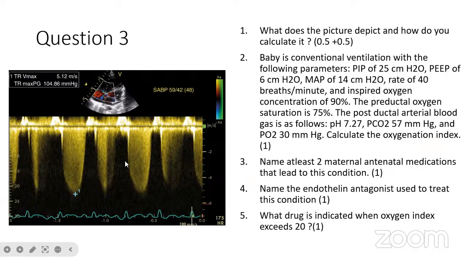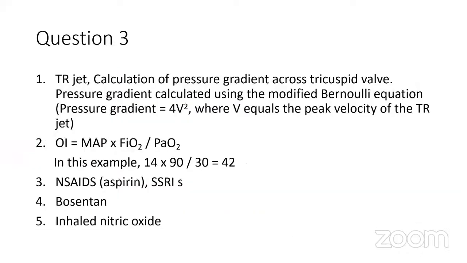So now how do we calculate it? We all know that there is something called Bernoulli's equation, which depicts that pressure in a chamber is equal to 4V squared plus the pressure in the lower pressure chamber. So here, since the tricuspid regurgitation jet is flowing across the tricuspid valve from the ventricle to the atrium, the ventricle is obviously at the higher pressure. Hence, right ventricular systolic pressure is represented by 4V squared plus the pressure in the low pressure chamber, which is the right atrium. The right atrial pressure, most conventionally, is taken to be equivalent to the central venous pressure or CVP.